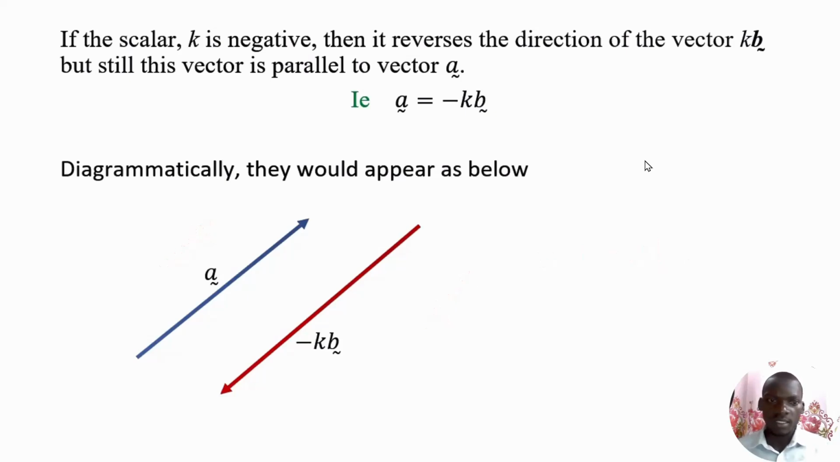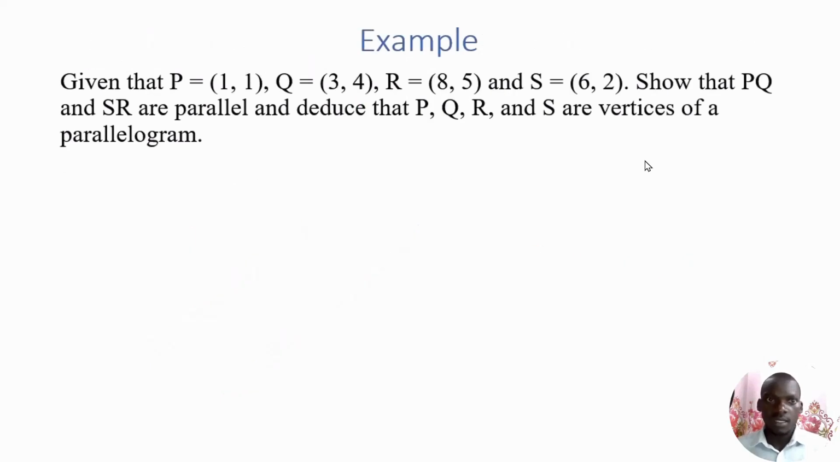So having talked about that, let's proceed with an example. Given that point P is (1,1), Q is (3,4), R is (8,5), and S is (6,2), show that PQ and SR are parallel, and deduce that P, Q, R, and S are vertices of a parallelogram. So they are asking us to show that these two vectors are parallel, and again to deduce that these points P, Q, R, and S are vertices of a parallelogram.